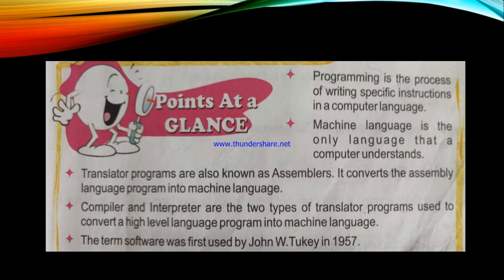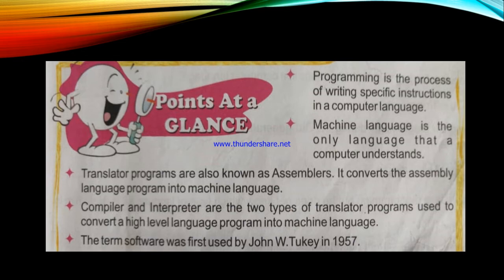What is programming? Programming is the process of writing specific instructions in a computer language. You give various commands, various instructions to the computer so as to get the desired output. That is called programming. Machine language is the only language that a computer understands, that is 0 and 1, binary digits. Translator programs are known as assemblers. It converts the assembly language program into machine language. Compiler and interpreter are the two types of translator programs used to convert a high-level language program into machine language.